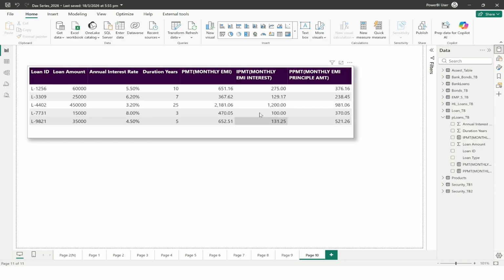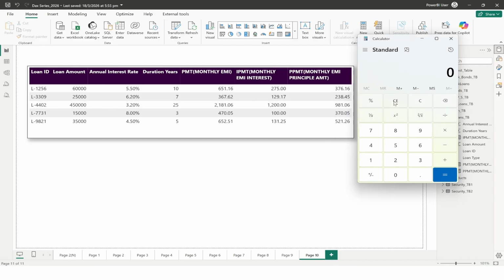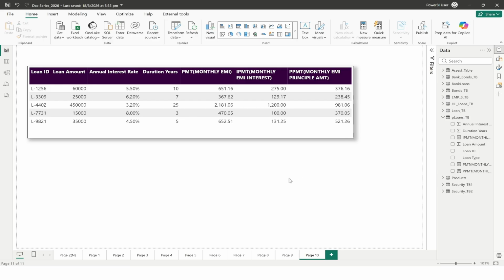Now here see, in this monthly EMI 651, you need to pay for the first month interest this much, 275. For the first month principal amount is 376.16. Now if we sum this, we need to get this total. Let's cross verify. So now here if you see, 376.16 plus 275, 651.16. See, the values are exactly matching.